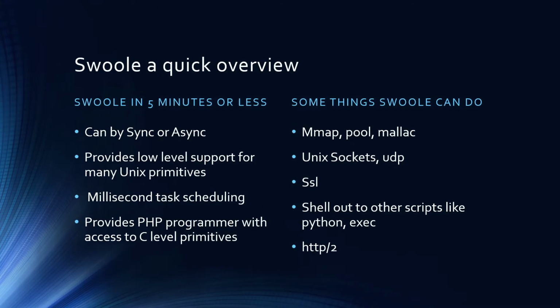Let's take a quick minute or two to talk about Swoole. Swoole is a PHP extension written in C that adds asynchronous support and low-level Unix primitives to PHP. Some of the things it can do include millisecond task scheduling and providing PHP programmers with access to some C-level primitives. Some of the things you can do with Swoole include mapping a file into memory, using a memory pool, and malloc-ing memory directly off the heap.